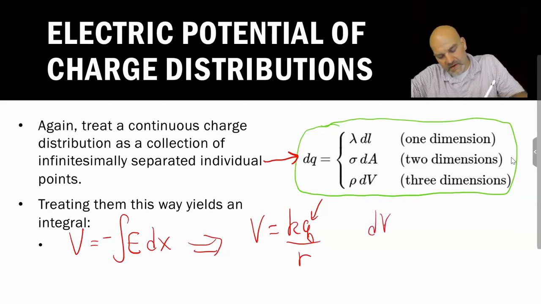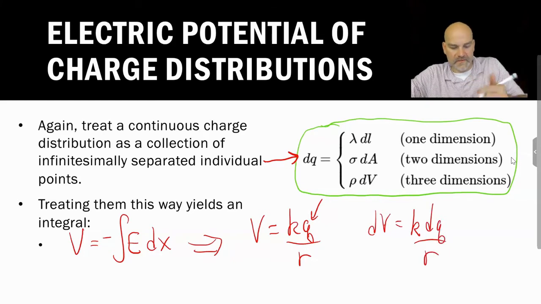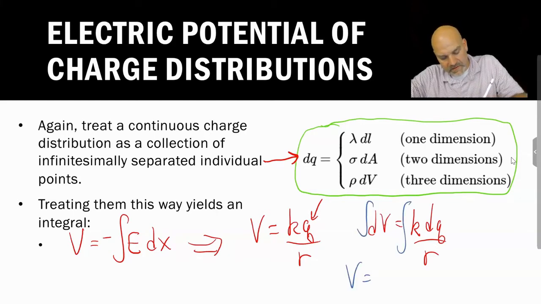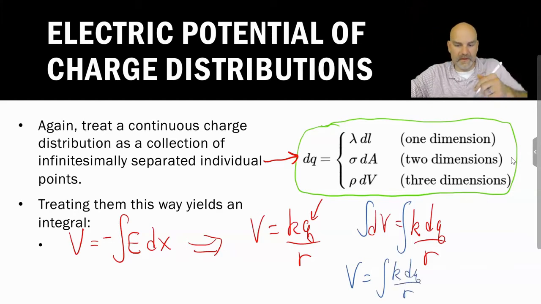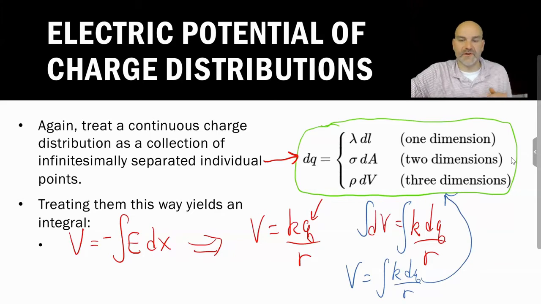And so we're going to say dV is going to be equal to K dQ over R. And then when we finally take the integral, we're going to end up with V. V is going to be the integral of K dQ over R. And then you just figure out your dQ based on your configuration. Okay, so let's look at an example problem.